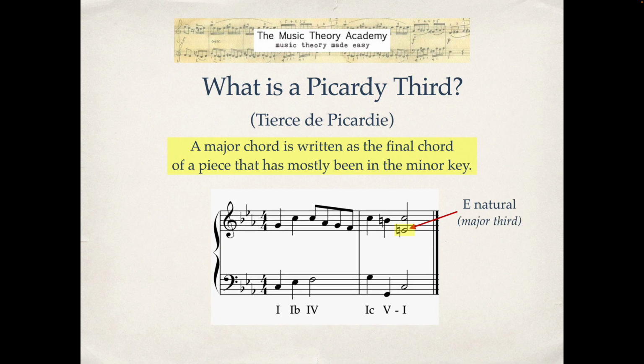Now, if I wanted to write a Picardy Third, I would raise that third, that E flat, to an E natural, and then it would sound very different. Okay, it's quite an extraordinary sound. If I put all the other parts in, okay, so instead of playing that C minor chord with an E flat, I've raised that E flat by a semitone to an E natural, and you get a major third. And that is simply what a Picardy Third is.